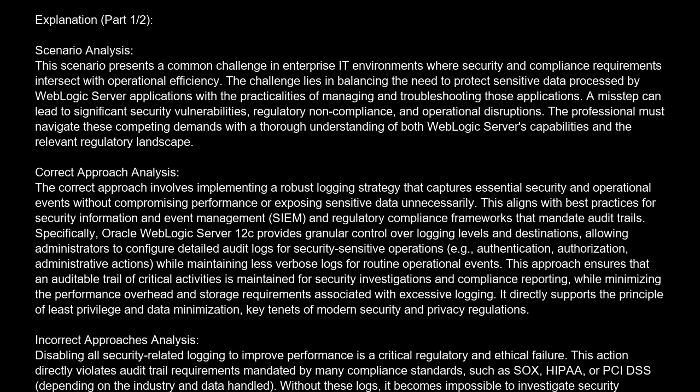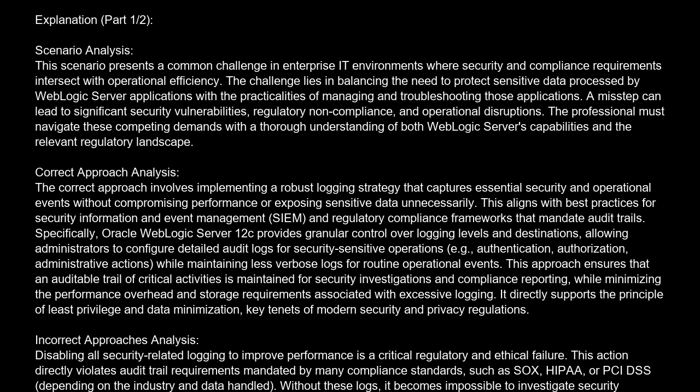This approach ensures that an auditable trail of critical activities is maintained for security investigations and compliance reporting, while minimizing the performance overhead and storage requirements associated with excessive logging. It directly supports the principle of least privilege and data minimization, key tenets of modern security and privacy regulations.